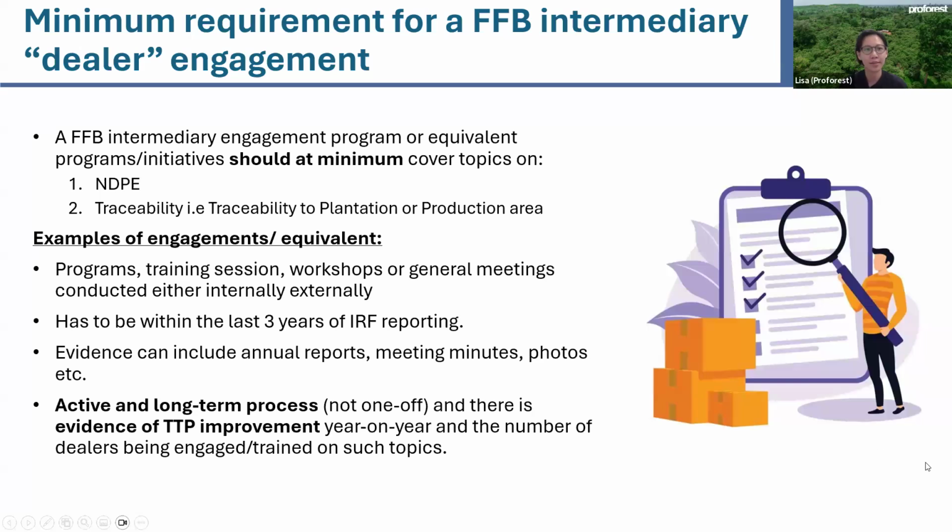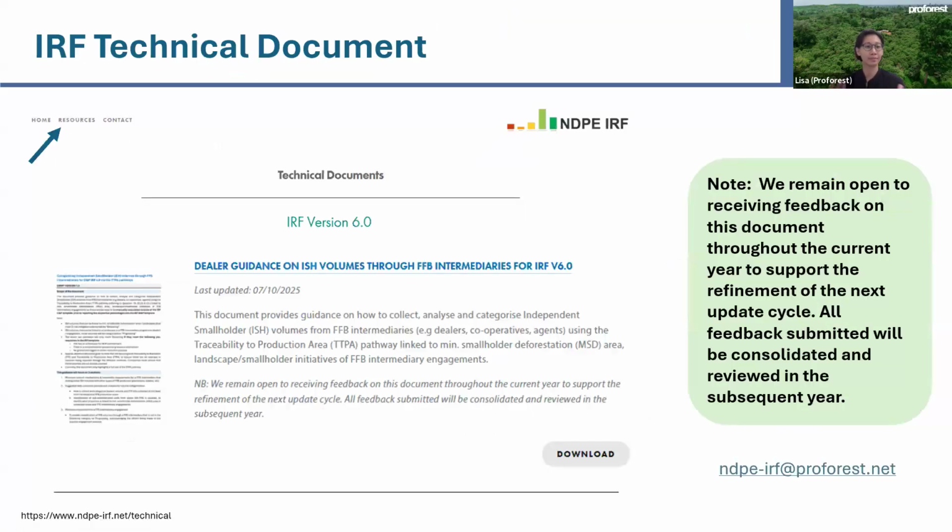All right, moving on to the next slide. This is also to show you where you can download the dealer guidance for independent smallholder volume. If you go to the IRF website, under resources, you go to technical documents and you can find this and download it there. Also, we remain open to receiving feedback on this document throughout the current year to support the refinement of the next update cycle. So this is a living document, and we appreciate all the feedback from companies.